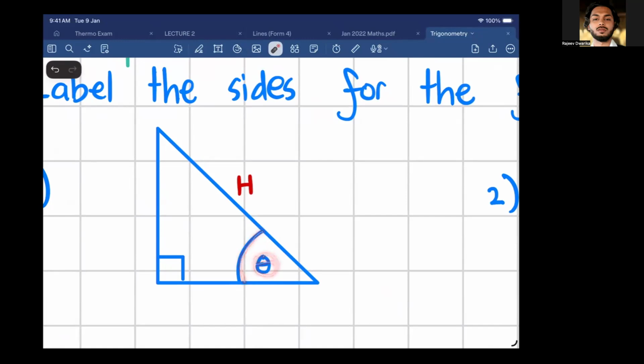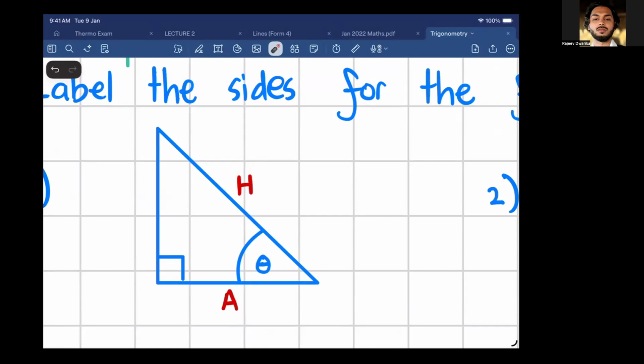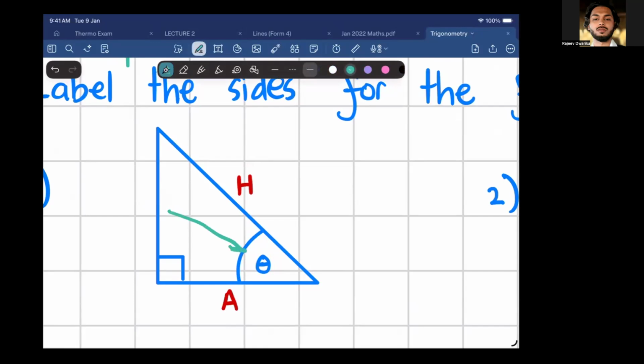Theta is the symbol for angle. So I'm saying that this is the angle in question, theta. So if this is theta, if this is the angle we are looking at, which one would be the adjacent side? 1, 2, or 3? 3. 3, correct. So this would be the adjacent side. And what side would be opposite to the angle in question? It'll be 1, right? Nice. Yes. Because it's opposite the angle.